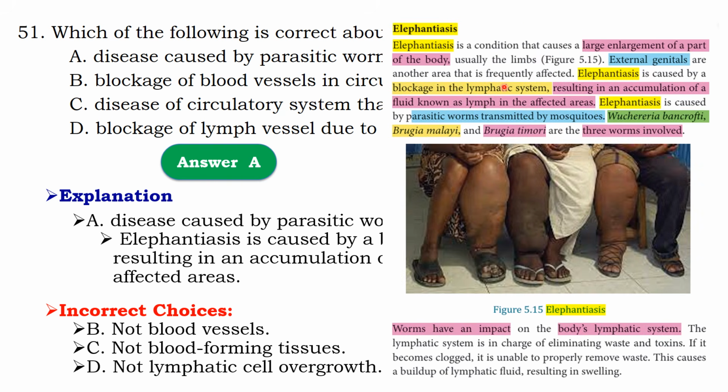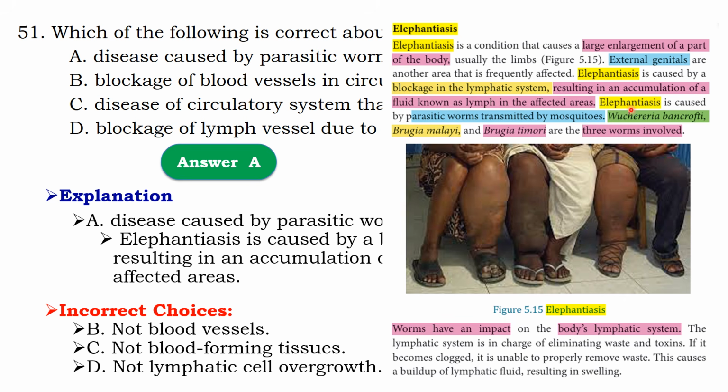So we can look at biology grade 10 about elephantiasis. It is a condition that causes a large enlargement of part of the body, usually the limbs. External genitals are also another area that is frequently affected. Elephantiasis is caused by a blockage in the lymphatic system, resulting in accumulation of fluid known as lymph in the affected area.